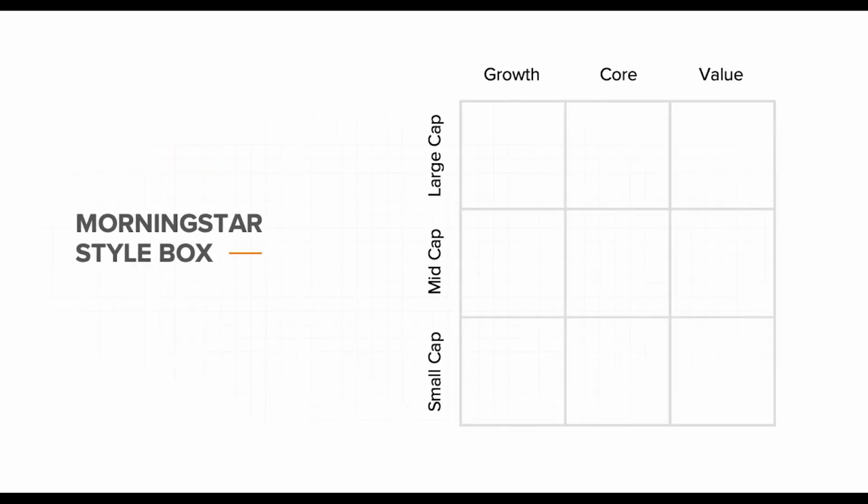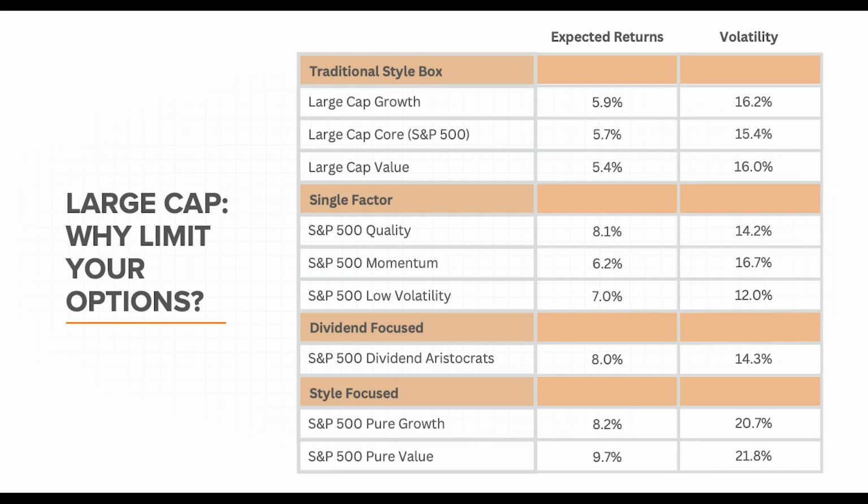Most portfolio managers use the Morningstar style box when building their asset allocations. CMPAS Allocation contains underutilized asset classes provided by S&P Dow Jones indices that have outperformed in periods over the past 25 years, giving the portfolio manager an advantage over their competition. At the top, we show expected returns and volatility of the traditional large-cap styles. Let's look at some other options.